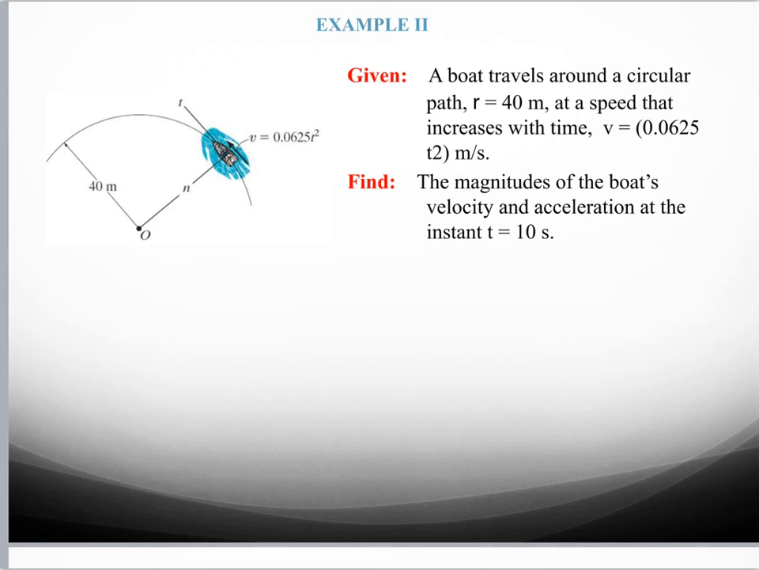Okay, so here we're going to be looking at a particular situation. Again, I'm going to rewrite it. This boat is going in a circular path with a radius of curvature of 40 meters, and its velocity is equal to 0.0625 t squared meters per second. And we want to find the velocity and the acceleration at t equals 10 seconds. And that's going to be another problem that I'm going to leave for you to give a try.